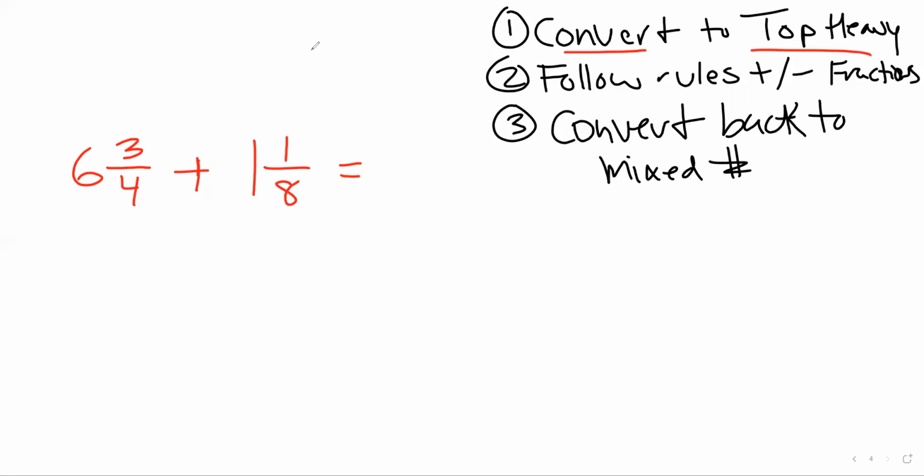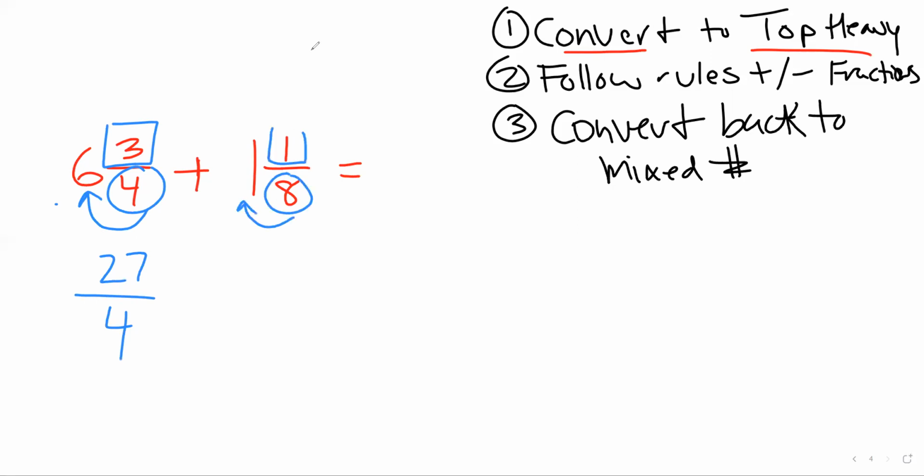Great. So I'm going to go ahead and say I have 4 pieces times 6 wholes altogether. I think I said that wrong, which is 24 plus the 3 I have here. So that's 27/4. And I have 8 pieces times 1 whole plus 1 extra piece. That gets me 9/8. Okay.